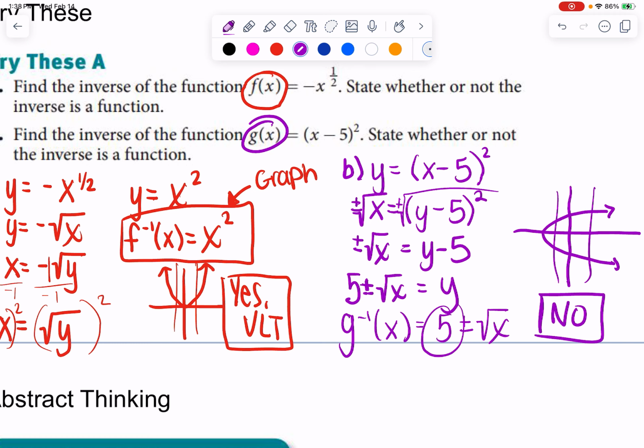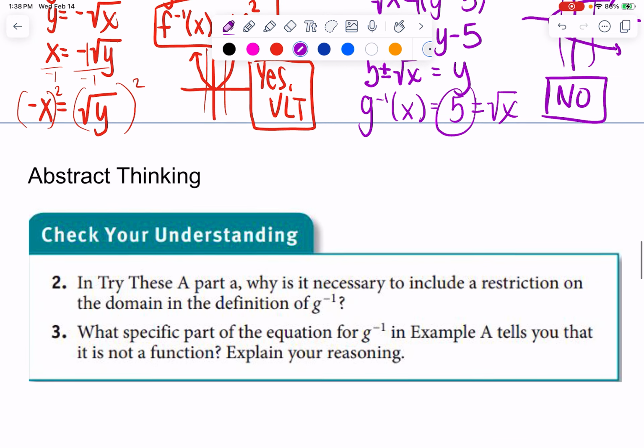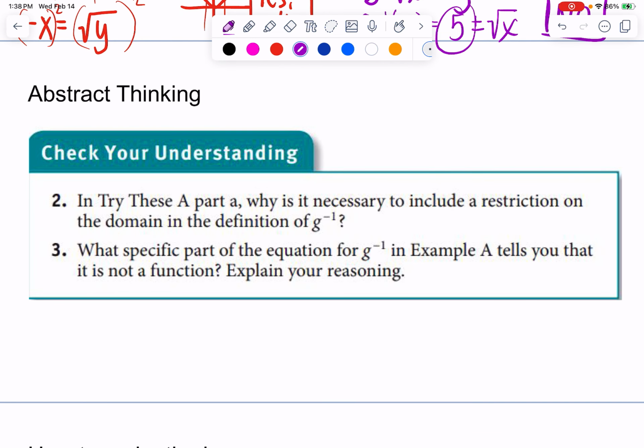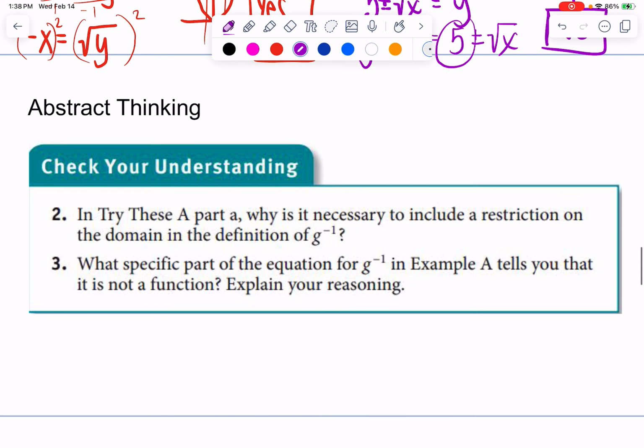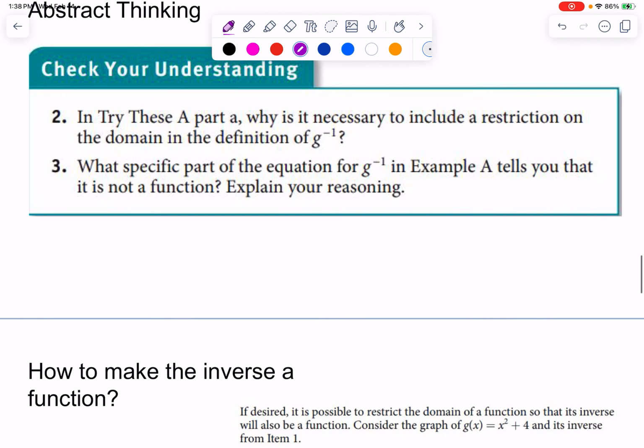So what we're going to do now is think a little bit. It says in Try These, part A, why is it necessary to include a restriction on the domain in the definition of g to the negative 1, which is the inverse? Why it's necessary to include a restriction is because otherwise it's not a function.